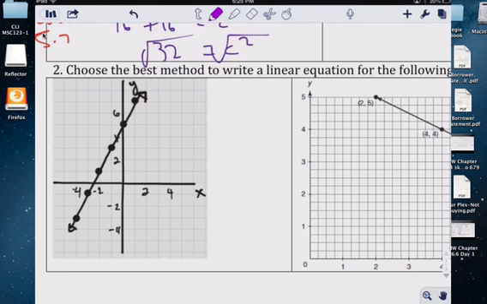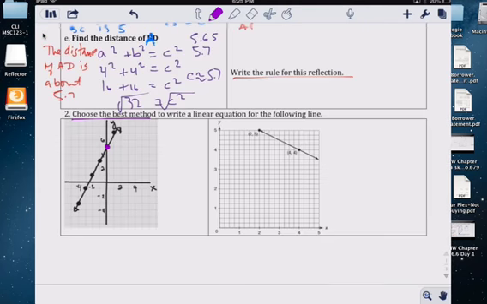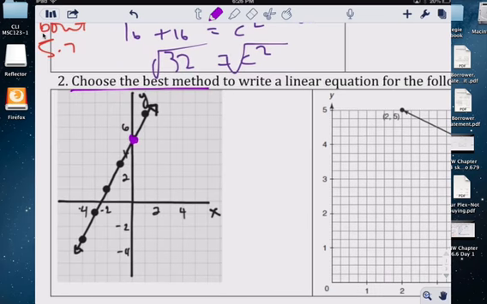Okay, now which method is best? Choose the best method because there's a y-intercept, and I should have written explain. Because of the y-intercept at 5, 1, 2, 3, 4, 5, it has a b of 5, and we can find a slope. We can find slope by counting 1, 2. Write 1. That's 2 over 1, or just 2. Okay.